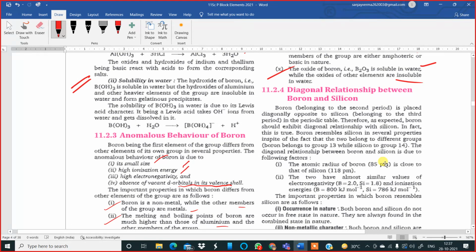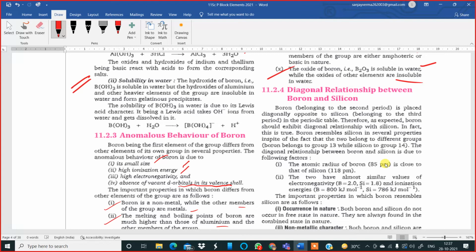Okay, so here boron, belonging to the second period, is placed diagonally opposite to silicon, belonging to the third period, in the periodic table. Therefore, as expected, boron should exhibit a diagonal relationship with silicon. In fact, this is true. Boron resembles silicon in several properties in spite of the fact that the two belong to different groups as well as different periods. The diagonal relationship between boron and silicon is due to the following reasons.